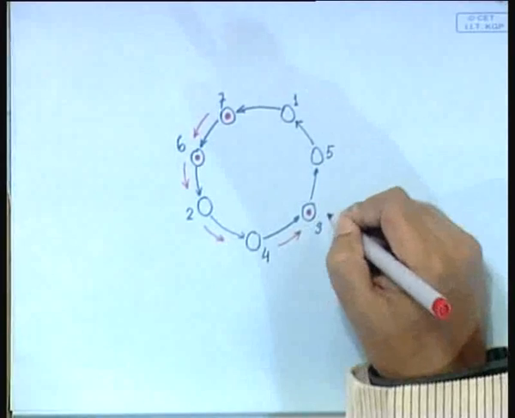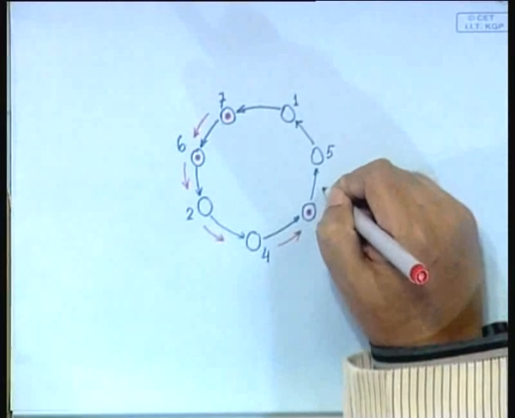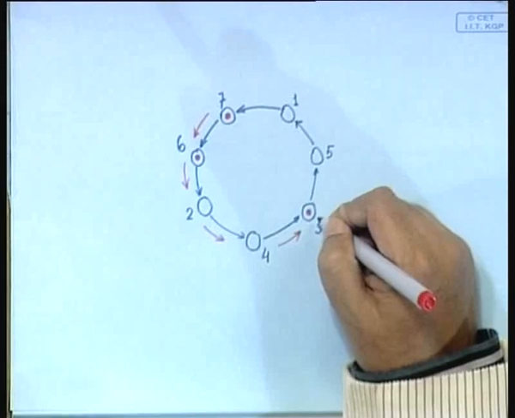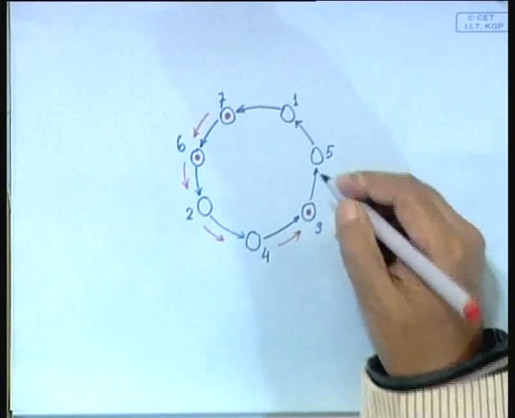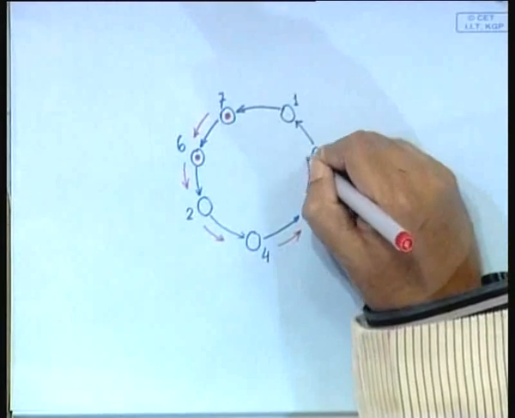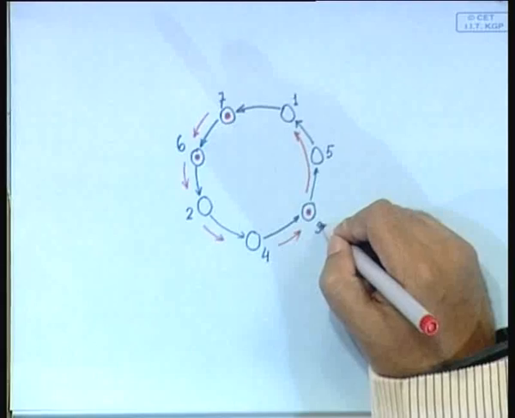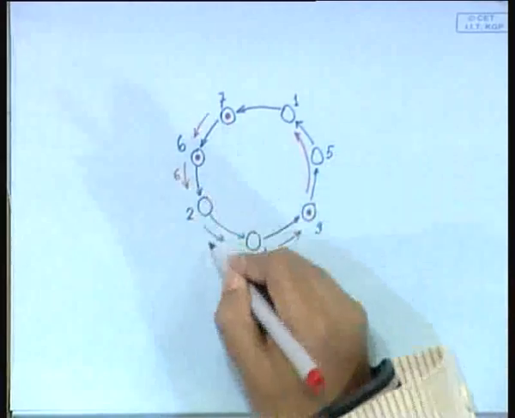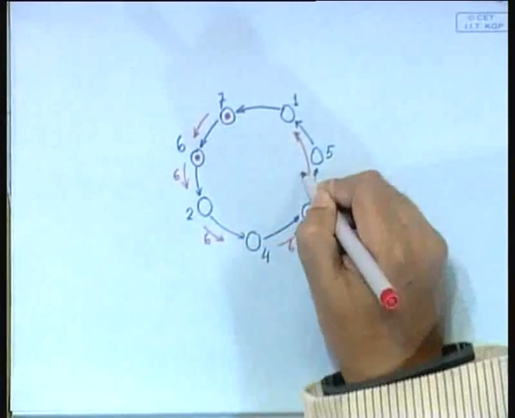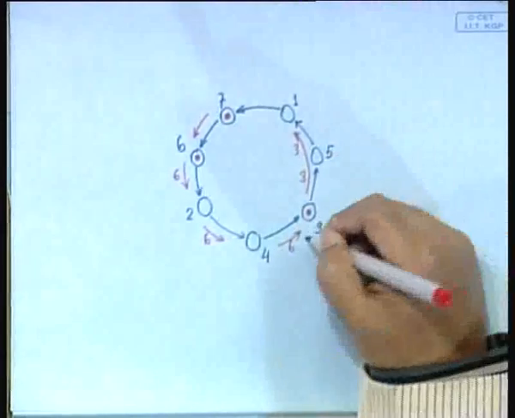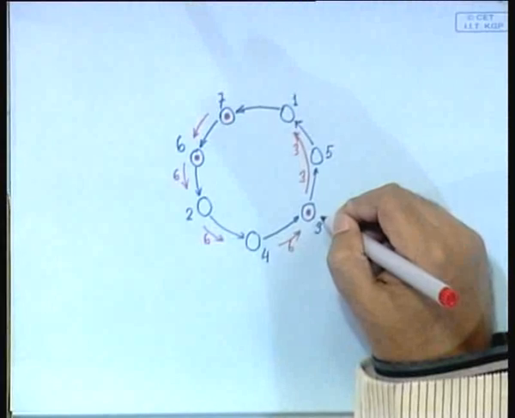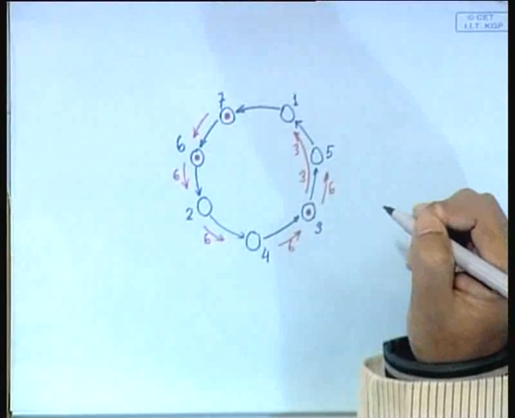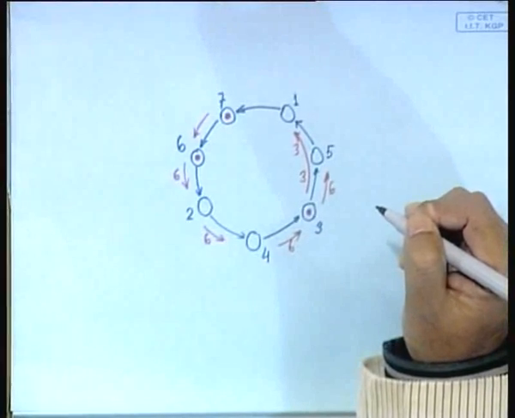Now, when this ID reaches 3, let us say that by that time 3's ID has travelled here. Now, when 3 gets this, what is it going to do? Let me mark down: this is 6, 6, 6, this is 3, 3. When this one gets the 6, what is it going to do? It will pass it. So, another 6 will go here.